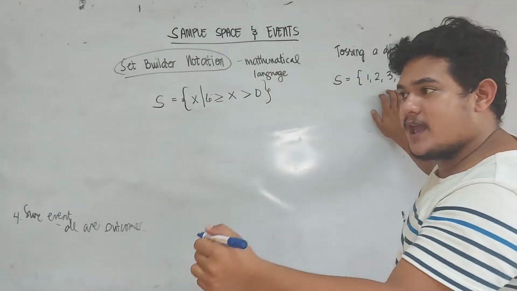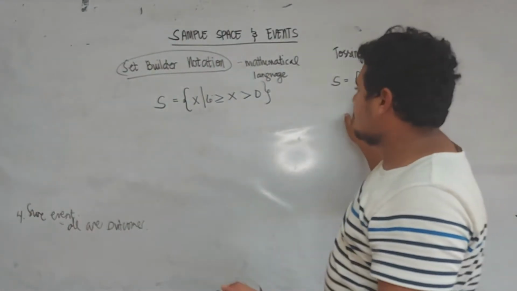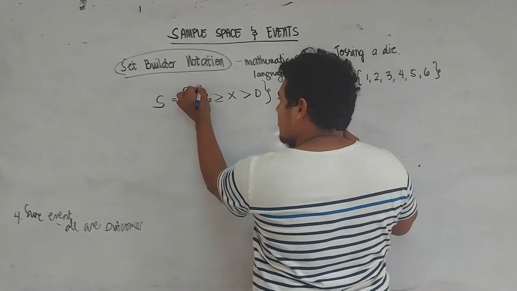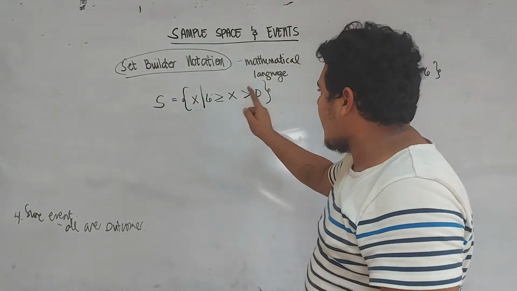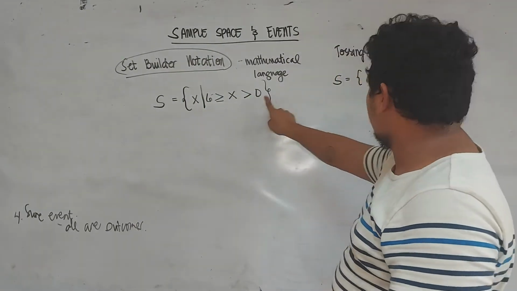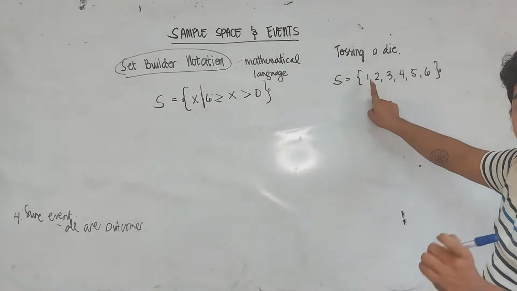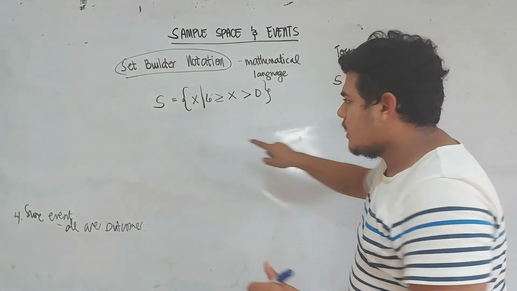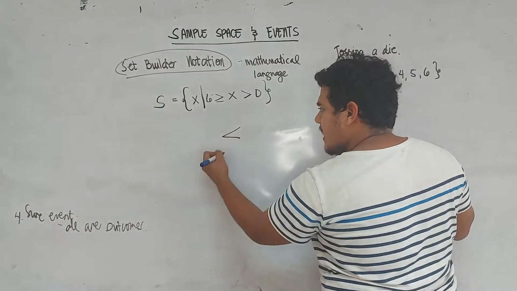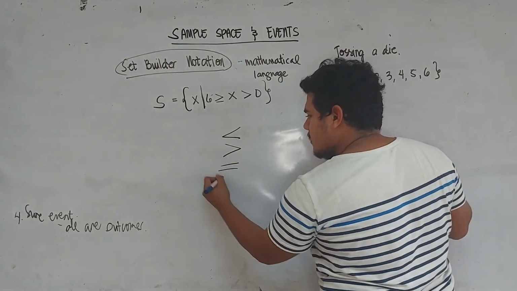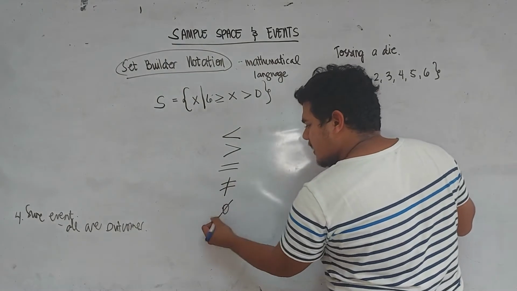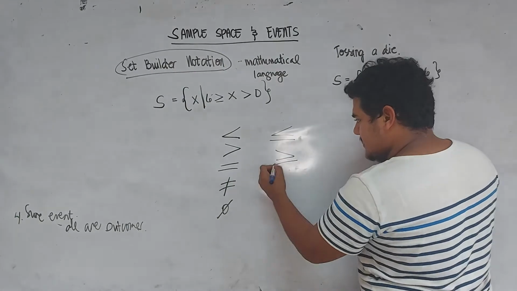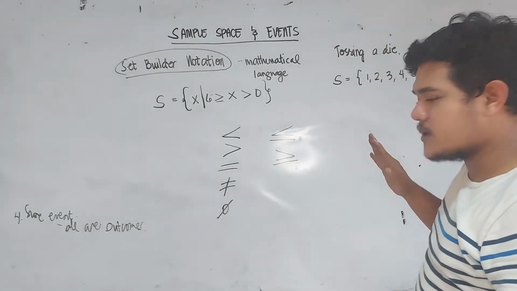So, meaning we could say that S, or the sample space, is X such that X is greater than 0 but is less than or equal to 6. Remember our signs. That is less than, that is greater than, that is equal, that is unequal, that is null. This one is less than or equal to. That one is greater than or equal to. Those are our signs.